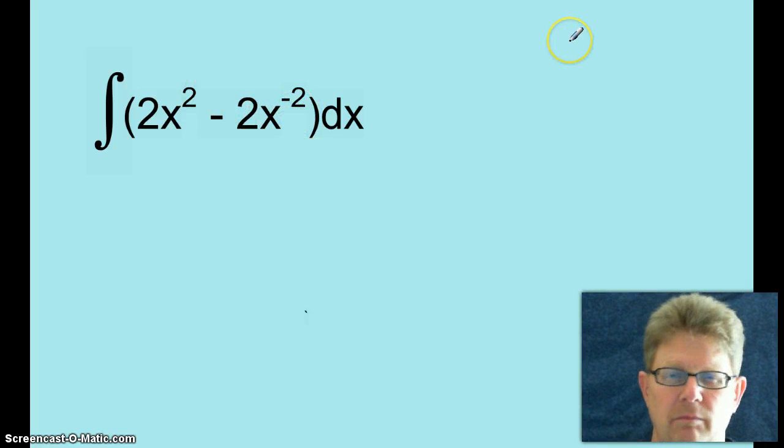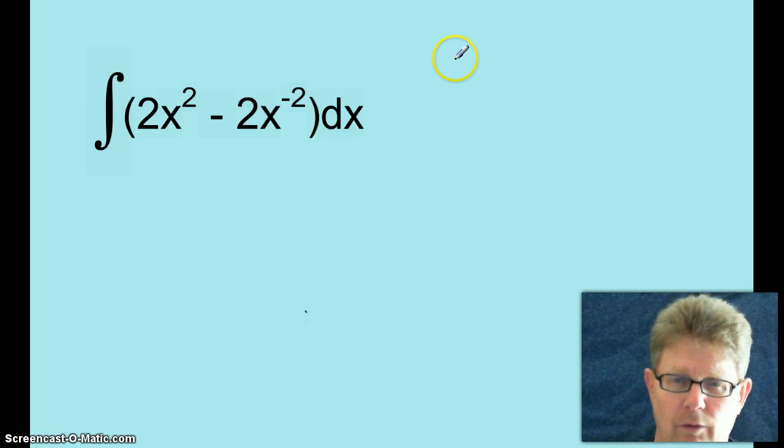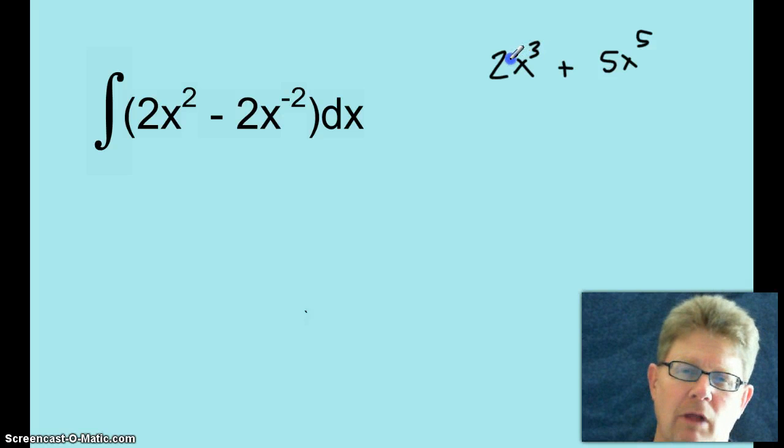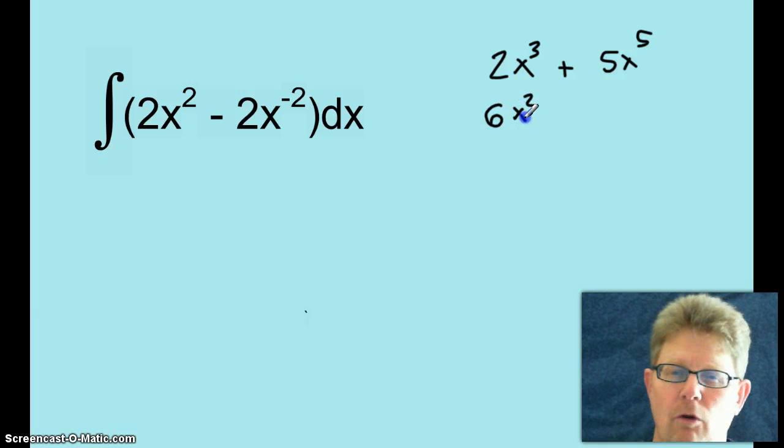All right. Before we go any farther, let's just review what we already know. Let's say we had 2x cubed plus 5x to the 5th. What would we do? We would multiply the exponent down, make that 6, and subtract 1 from the exponent. To go backwards, we're going to add 1 to the exponent, 3, and then we're going to divide by, or multiply by the reciprocal, so 1/3. So that's what we're going to do here.